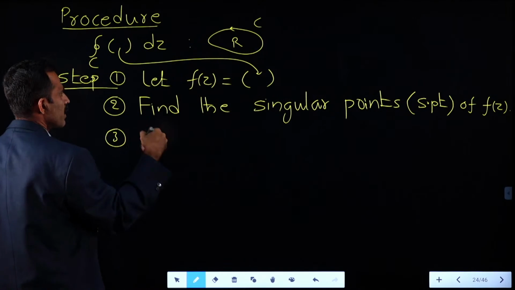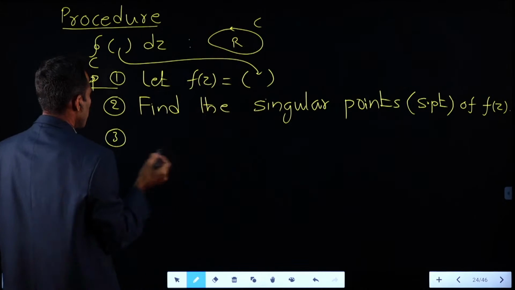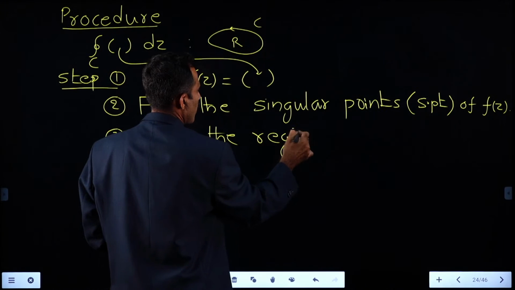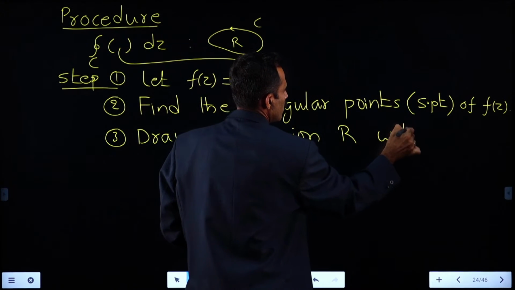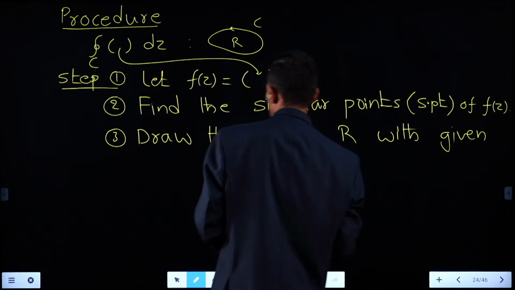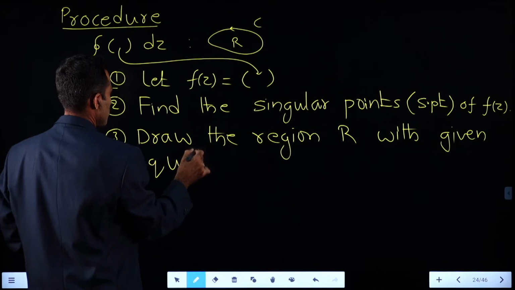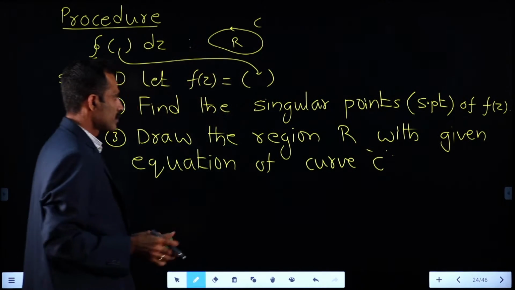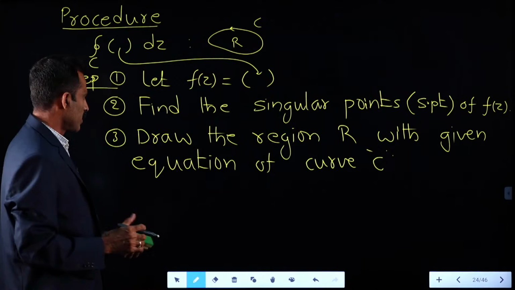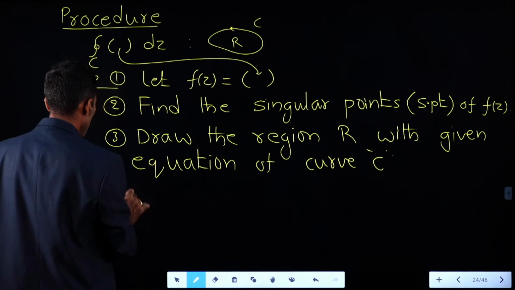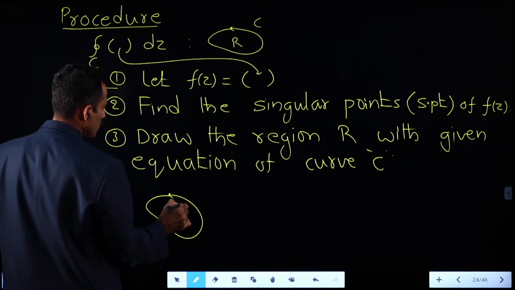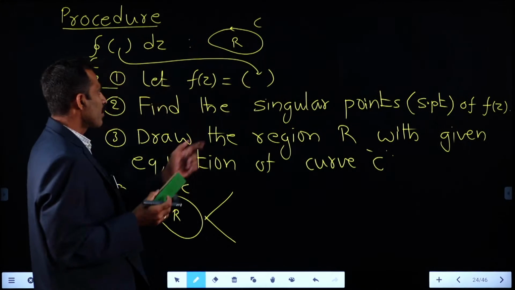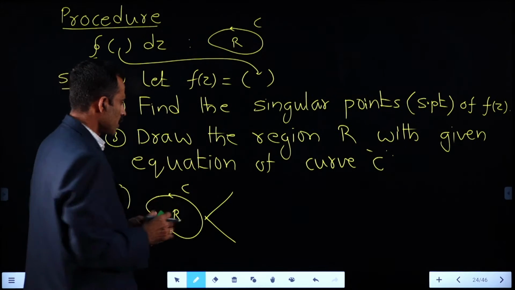Next, third step: drawing the region with the given equation of curve C. Draw the region with the given equation of curve C. Next, step number 4: after drawing the region R or closed curve C, we check whether the singular points lie inside the region, on the region, or outside the region.